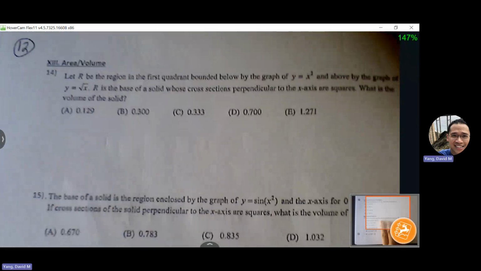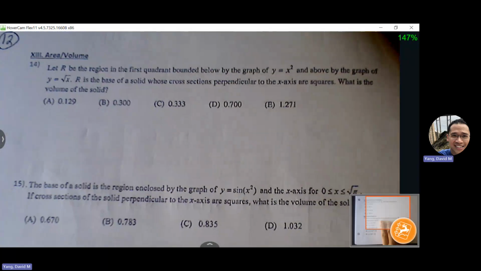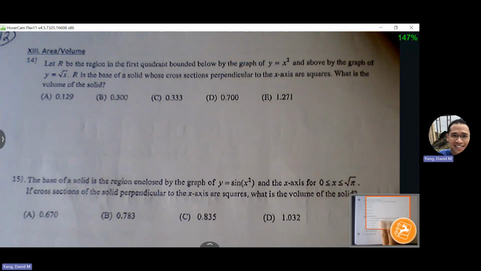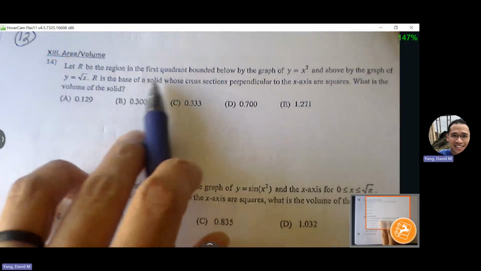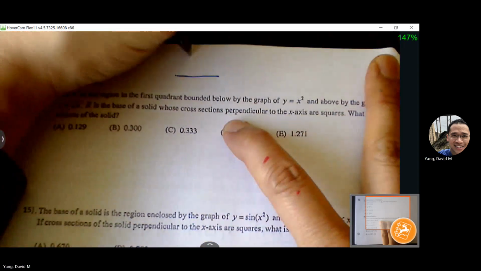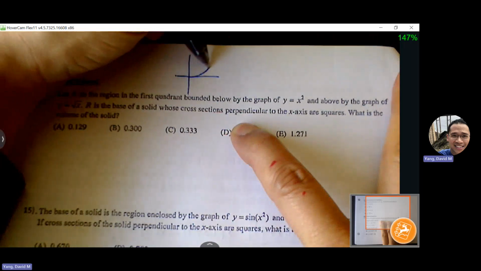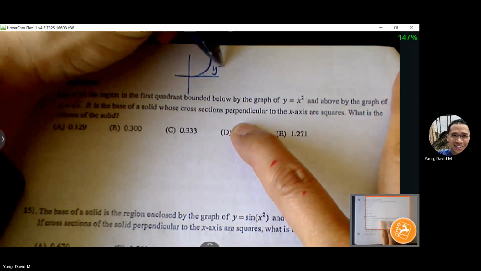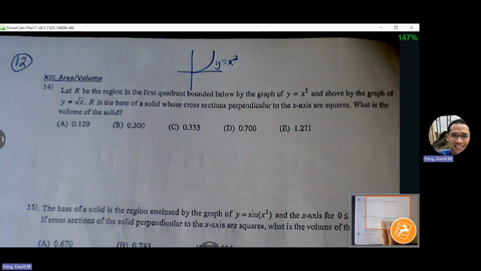Okay, so we haven't seen area and volume in a while, so let's see if we can review some of those items. Let R be the region in the first quadrant bounded by y equals x squared and y equals square root of x. So here's y equals x squared. Here's y equals square root of x.